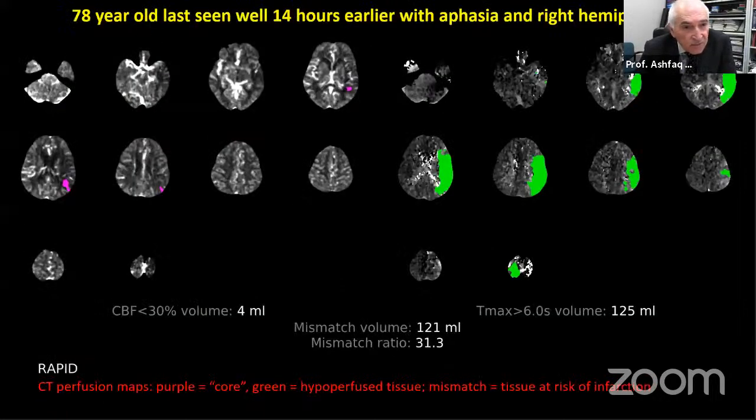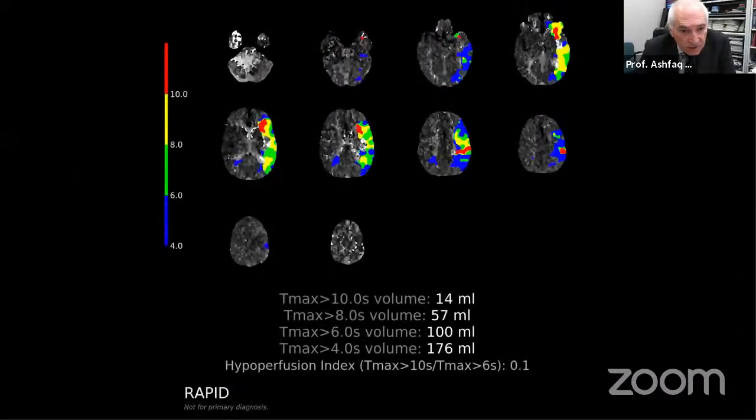It's right here. So this patient is 78 years old. He presented 14 hours into a stroke with aphasia and hemiplegia. You can see that there's a big penumbra, the green stuff, and hardly any core. The core is only 4 mL, and the penumbra is more than 125. So big difference. In this patient, compared to the previous one, you can see that the hypoperfusion index now is 0.1. So this tissue, which is the penumbra, is actually very slowly going to go into irreversible injury.